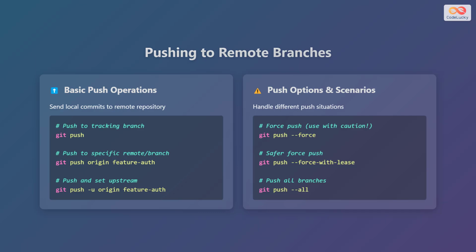Now let's consider push options and scenarios. There are different push situations. To force push, which you should use with caution, use the command git push --force. A safer alternative is git push --force-with-lease. To push all branches, use git push --all. Understanding these options is vital for managing your contributions to the remote repository effectively.